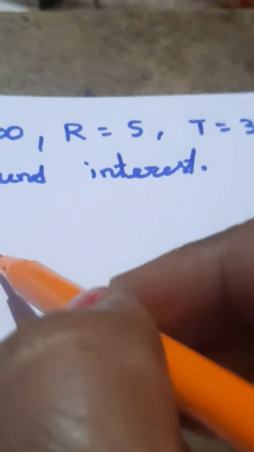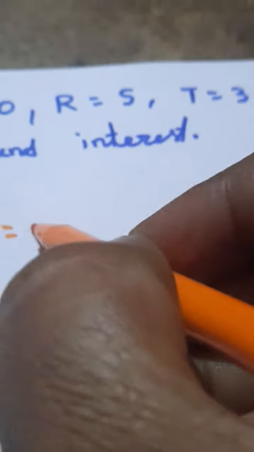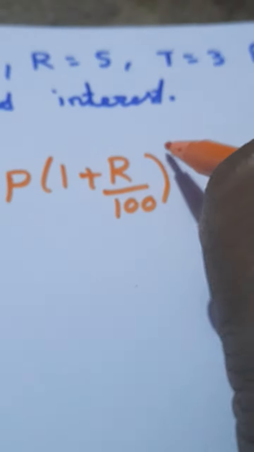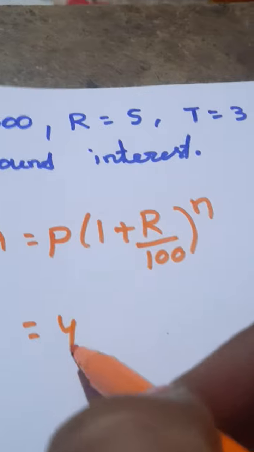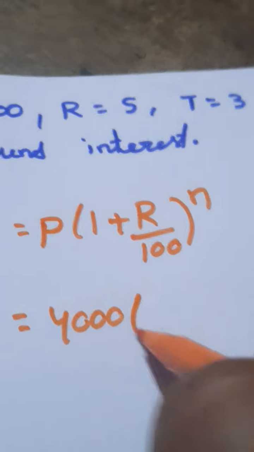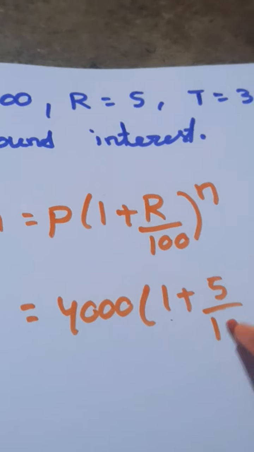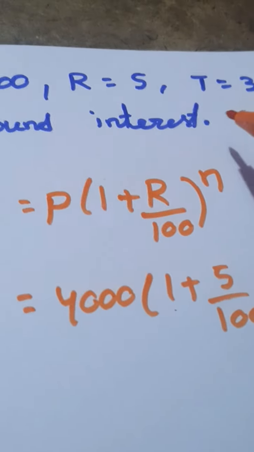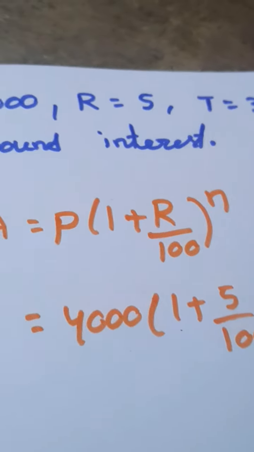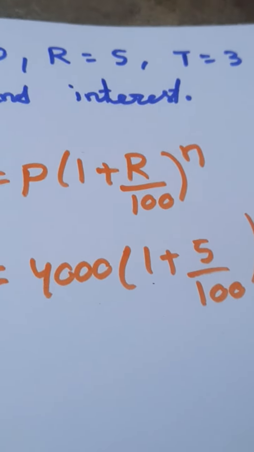A is equal to P into (1 plus R by 100) whole power n. So what is P? 4000 into (1 plus R, 5 by 100) whole power n, that is T, okay, whole power 3.